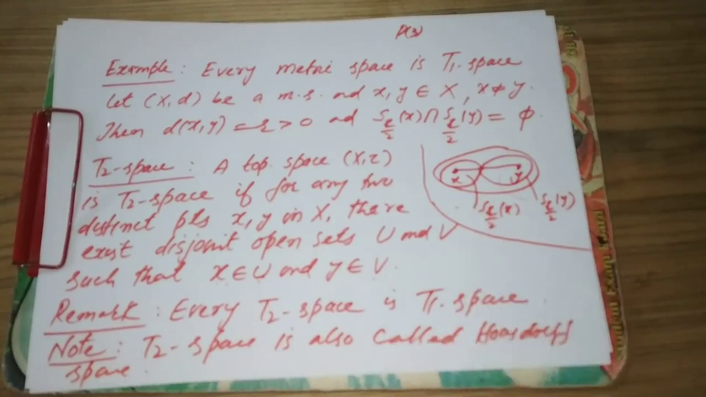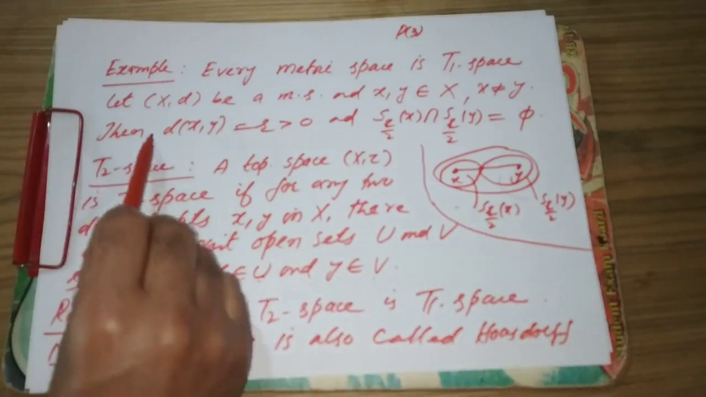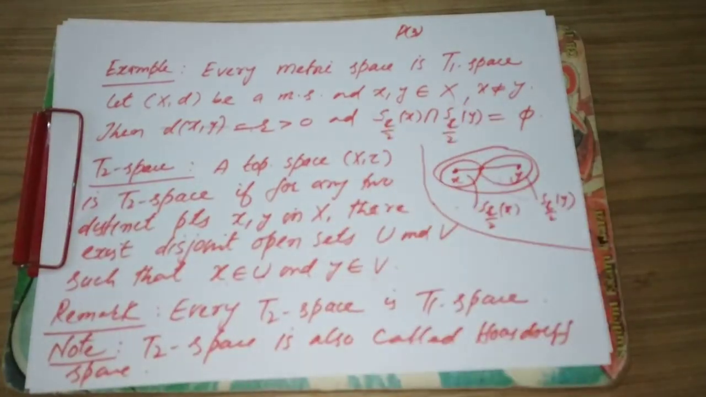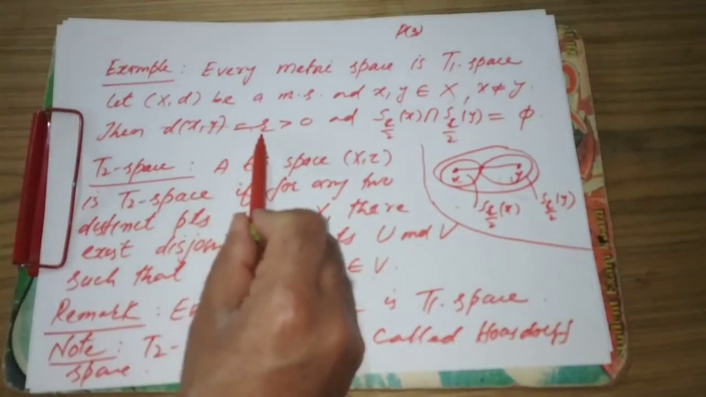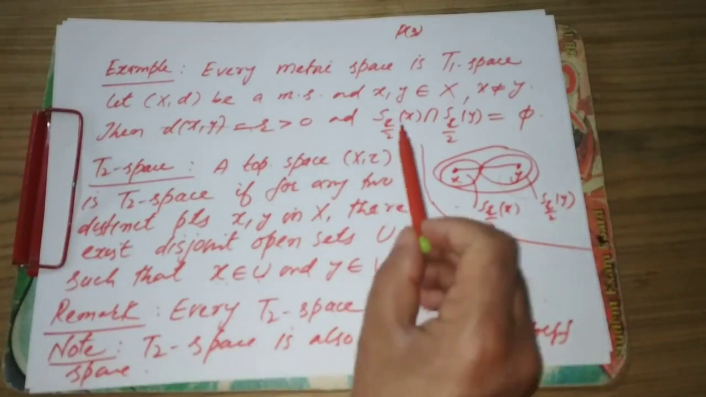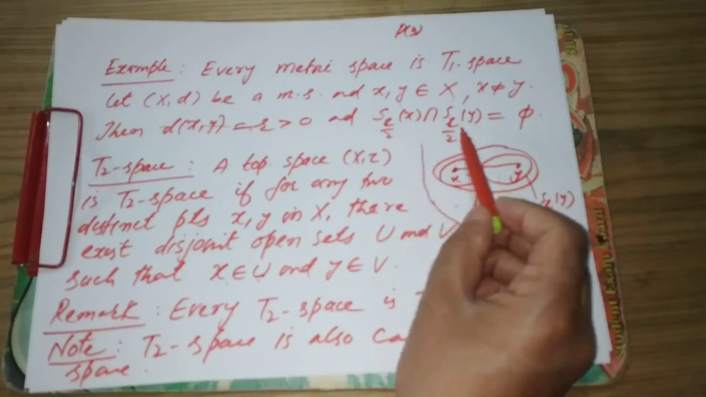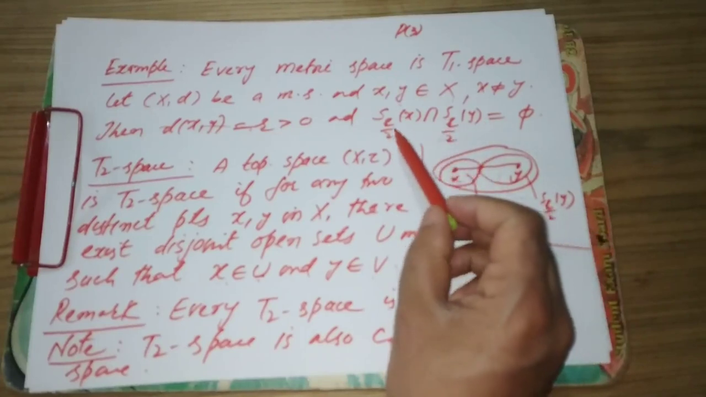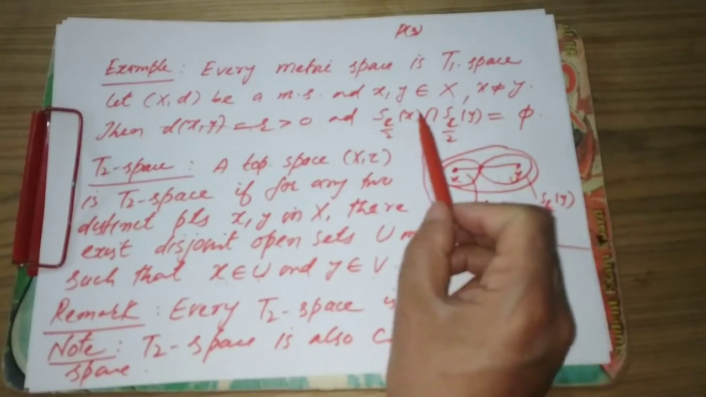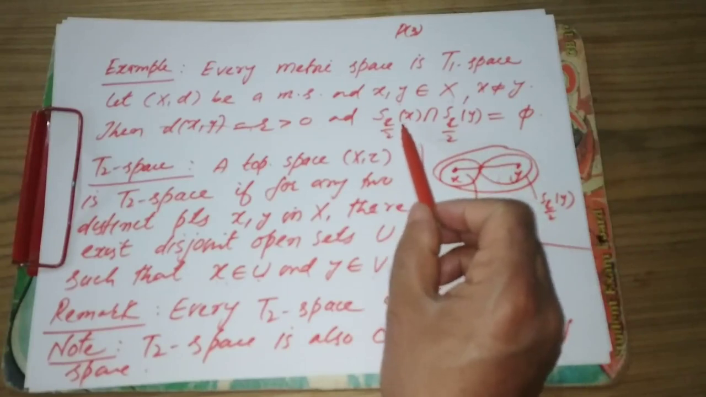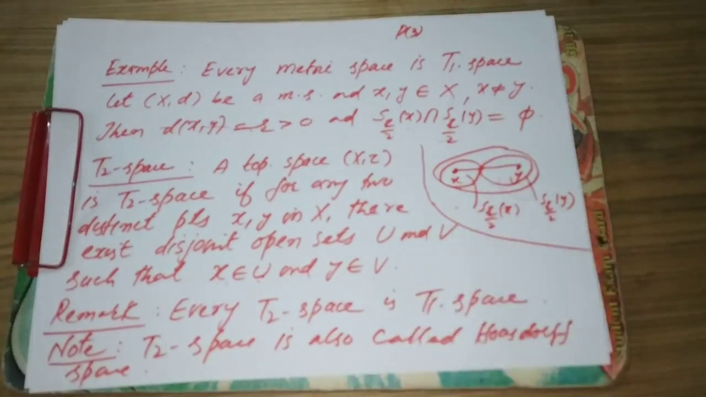Now this metric space is a Hausdorff space. You can easily verify it, because let's take a metric space (X, d) and let's take any two points x and y in X with x not equal to y. Then the distance between x and y is some positive number, say r. And now you can easily verify these two open sets, because every open sphere is an open set in any metric space. So these are the open spheres S(r/2, x) and S(r/2, y); they are open sets and they are also disjoint. The first open sphere contains the point x, and the second open sphere contains the point y. In other words, for any two distinct points, we have two disjoint open sets containing these two points respectively. So it means that every metric space is a T2 space, or a Hausdorff space.